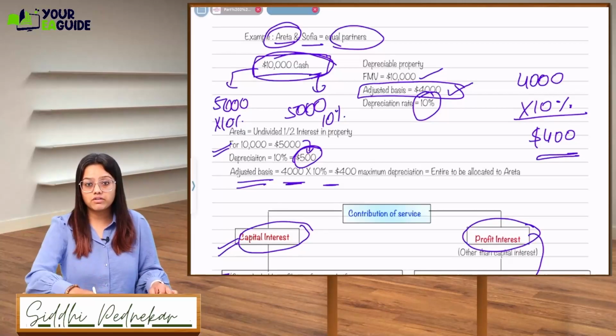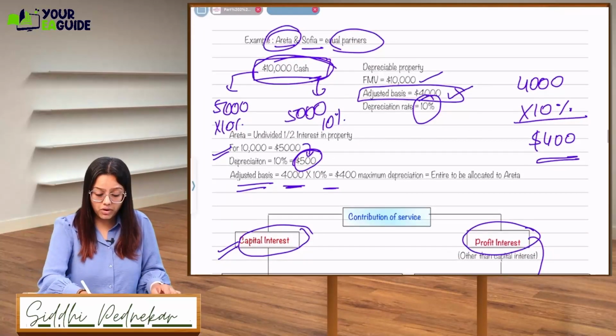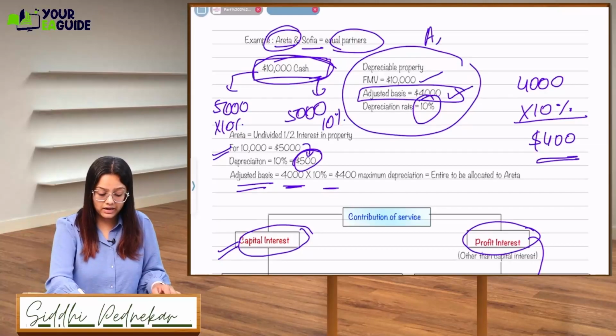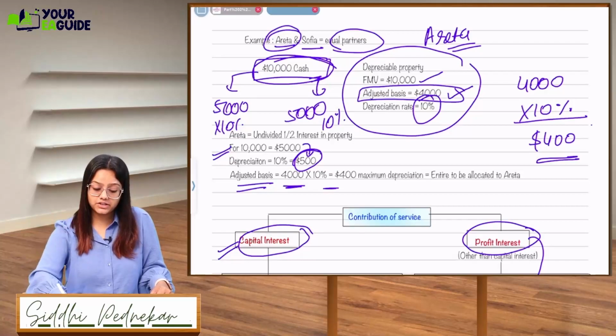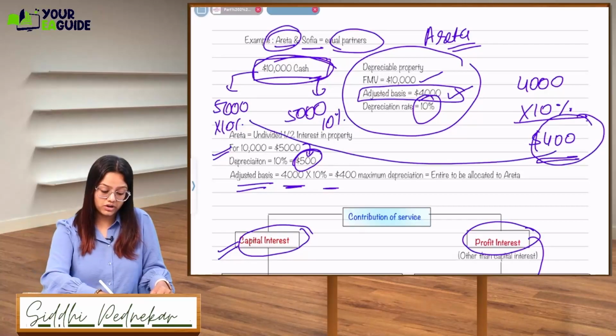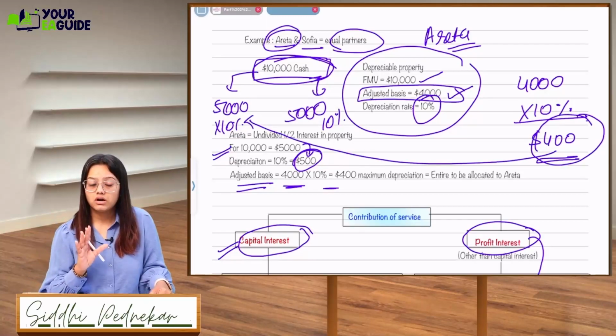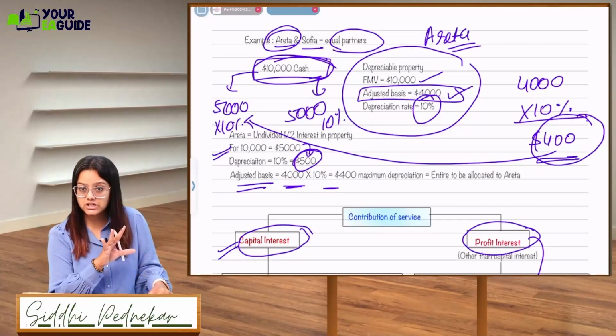But one thing is actually missing here. The whole property was contributed by Arita. So the whole depreciation percentage will be allocated to her only, up to 5,000, her cash basis, into 10% depreciation.